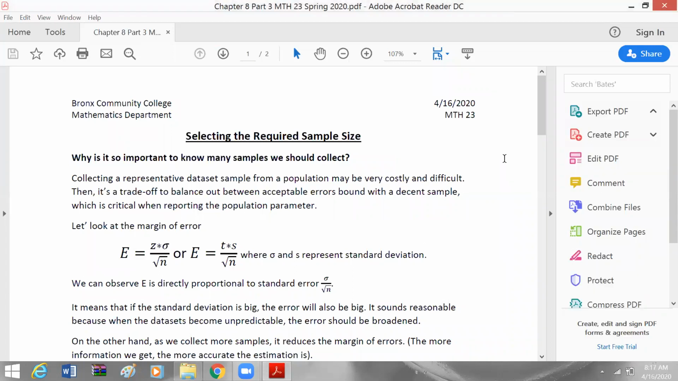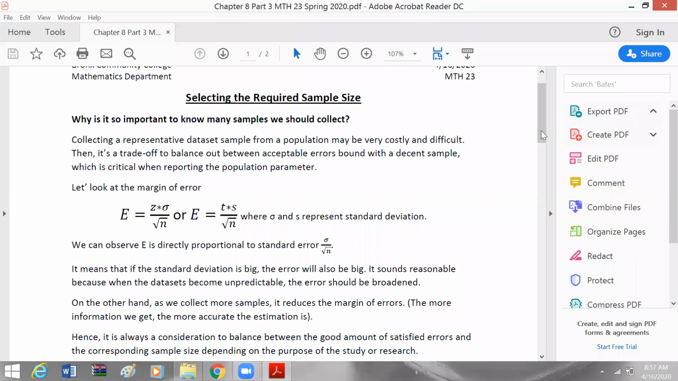So this chapter is basically asking us to select the required sample size. So why is it so important to select the required sample size? Because in statistics, sometimes collecting a sample isn't easy. So we might need to worry about the error bound and so on and so forth.